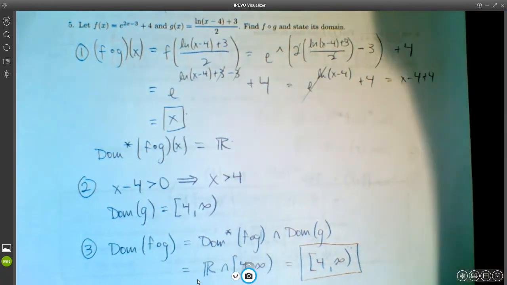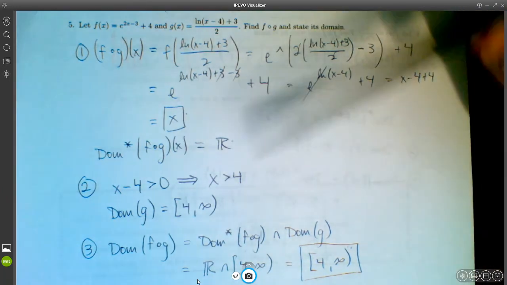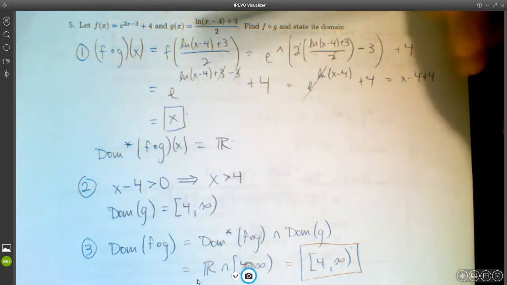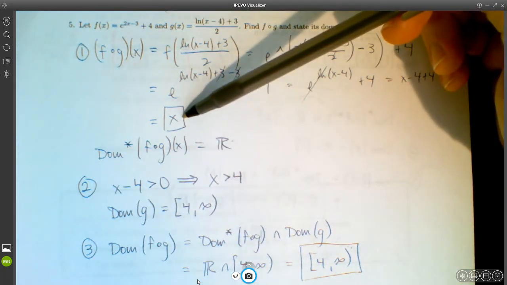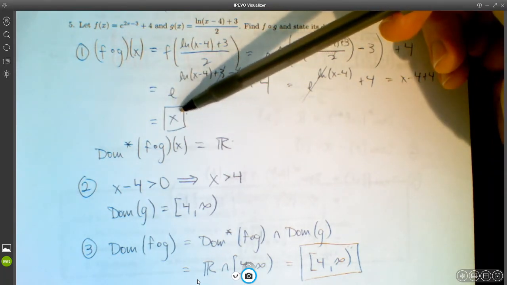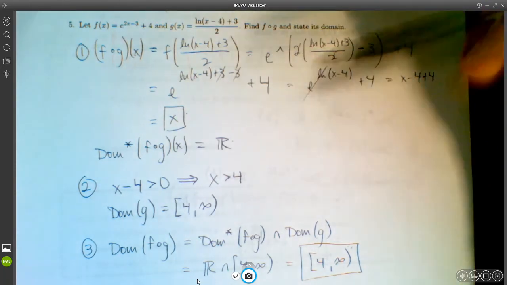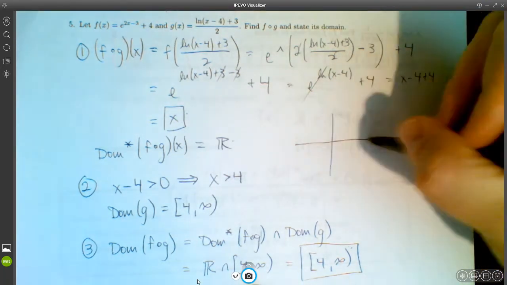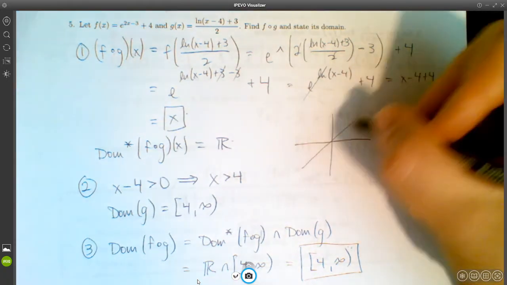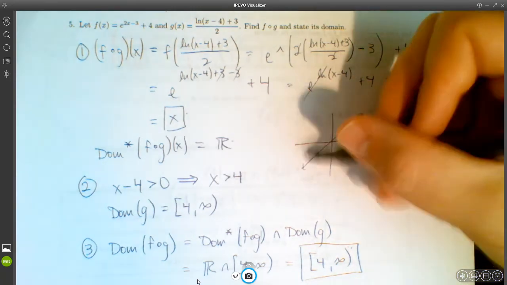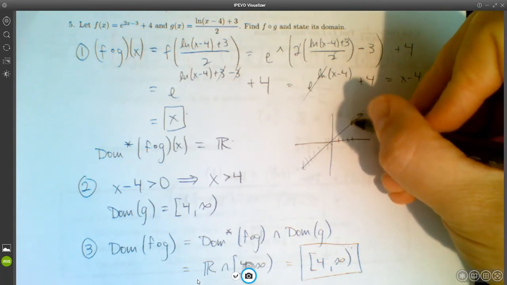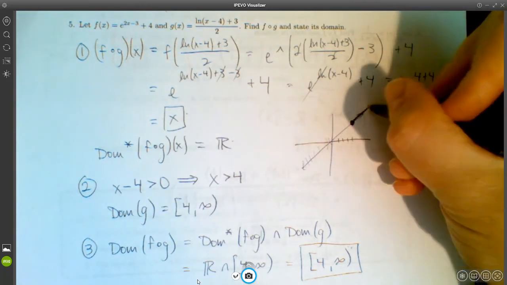So that's that. Another interesting thing to point out is that the domain of this function is 4 to infinity. So what we're saying is that when you compose f and g, you just get x back out, but it's not x on the entire real number line. If you were looking at a graph of this function, it would sort of look like the straight line f of x equals x, except that it wouldn't include any of this stuff down here. It would start at x equals 4 and shoot off that way.